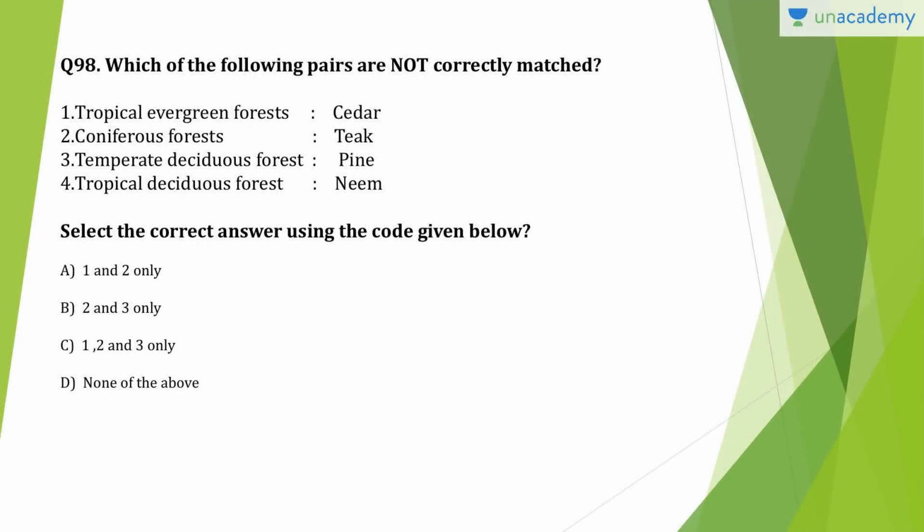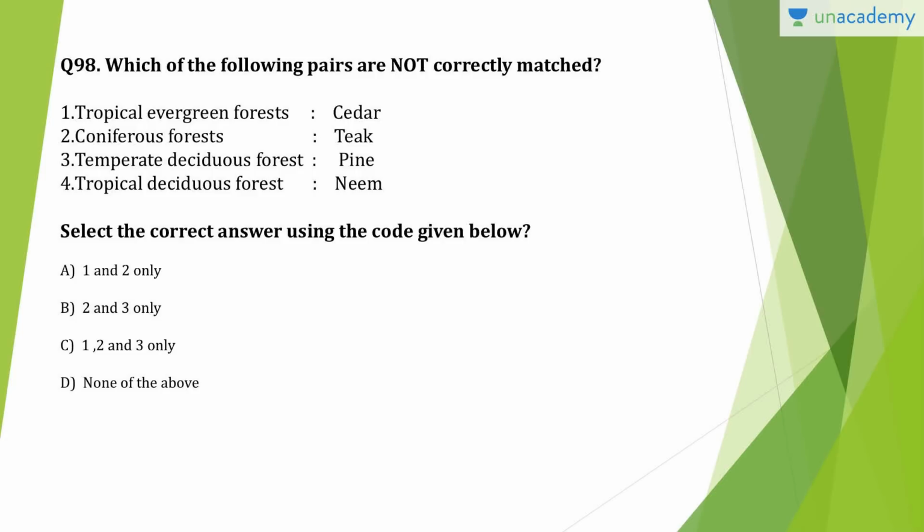Question number 98. Which of the following pairs are not correctly matched? So tropical evergreen forest is cedar, that is correct. Coniferous forest is teak, that is also correct. Temperate deciduous forest is pine, so that is also correct. Tropical deciduous forest neem, this is wrong. Neem is tropical deciduous only.